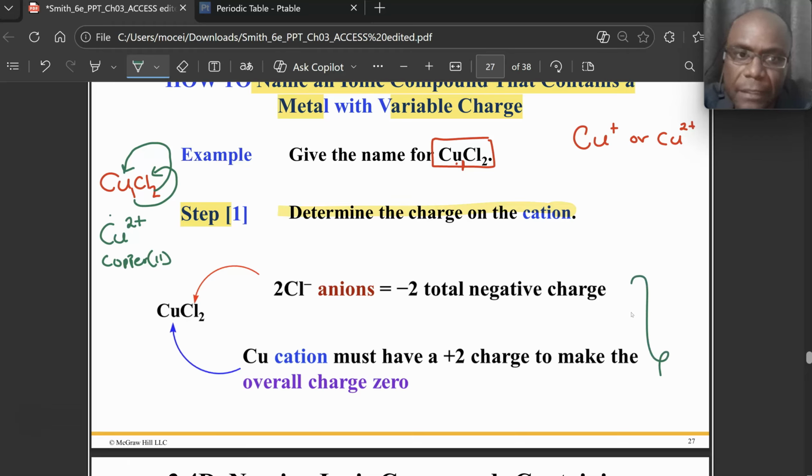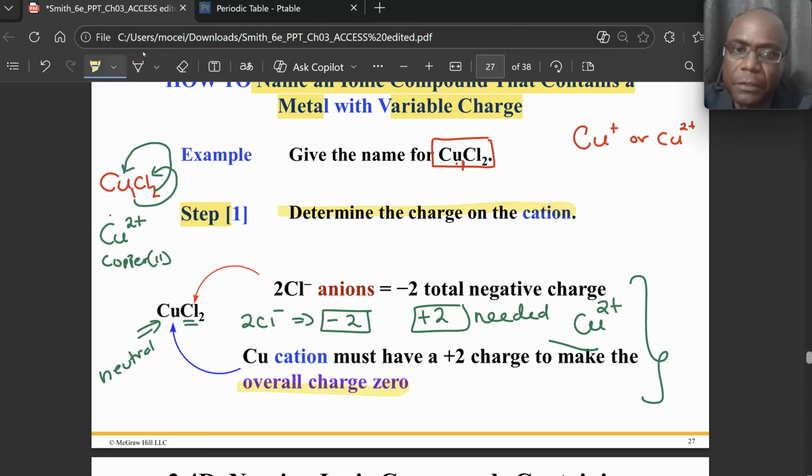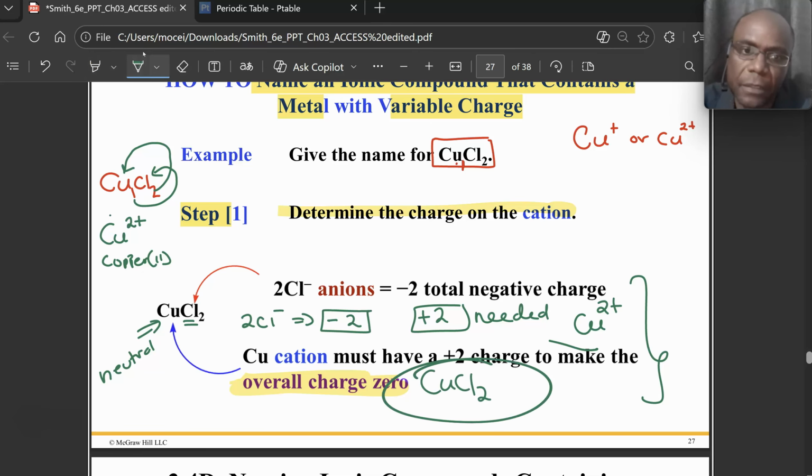And this is the process that is trying to be followed here. Since you have 2 chlorines and each chlorine is negative, that means you have overall -2. So how do you balance -2 to make sure that this guy is neutral? This is the other way to look at it. That means that we need +2. And where does it come from? It comes from the copper. So we are dealing with copper 2. This is important so that the -2 and +2 will cancel out. So the overall charge of CuCl2 is going to be 0. The whole thing is neutral.